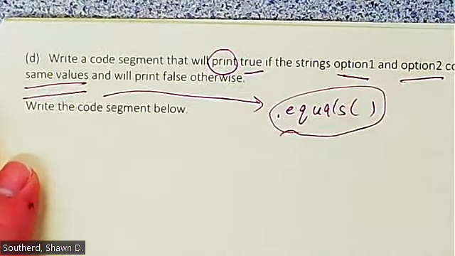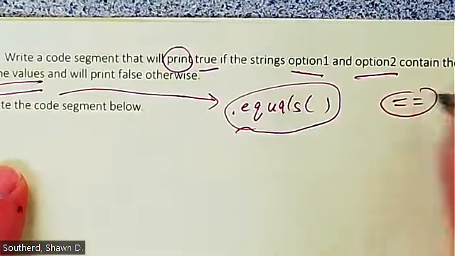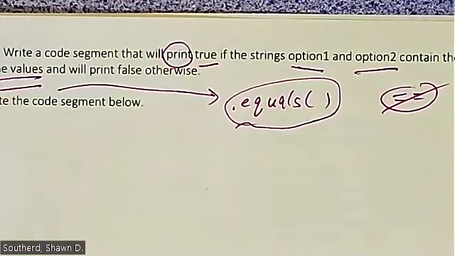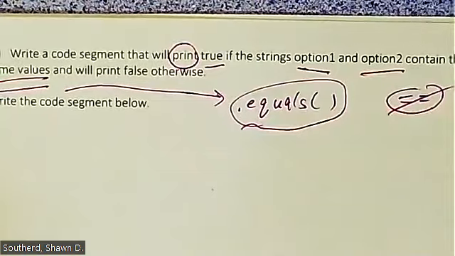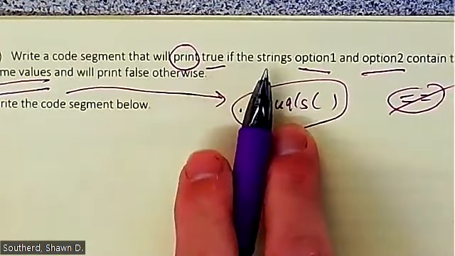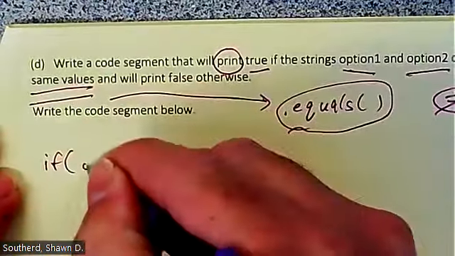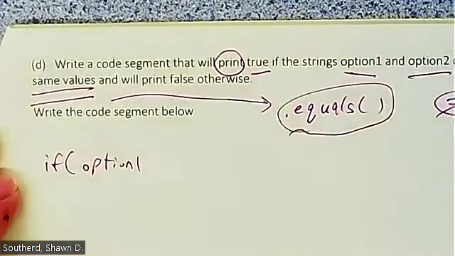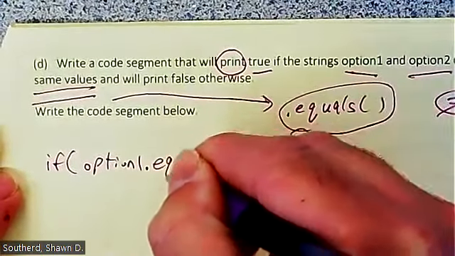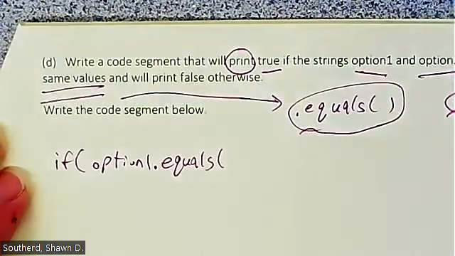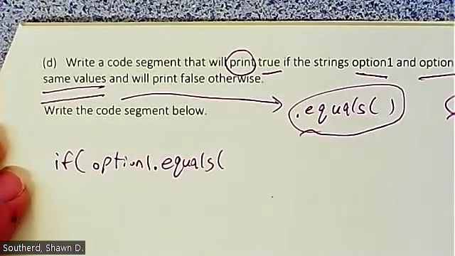That's our winner there. Do not use the double equal sign. We don't want to use that. That tells me, are those 2 objects stored in, are those 2 the same objects basically? The equals method will evaluate whether the values are the same or not. Okay, so write a code segment that will print true if the strings option 1, option 2 contain the same values. So there's my if statement, which is that variable option 1, right? And I have to use that object to call the equals method. Remember, the equals method exists in the Object class. So that's why you can use any object to call that method.